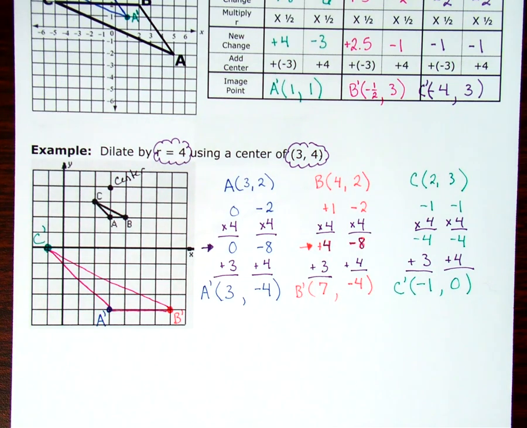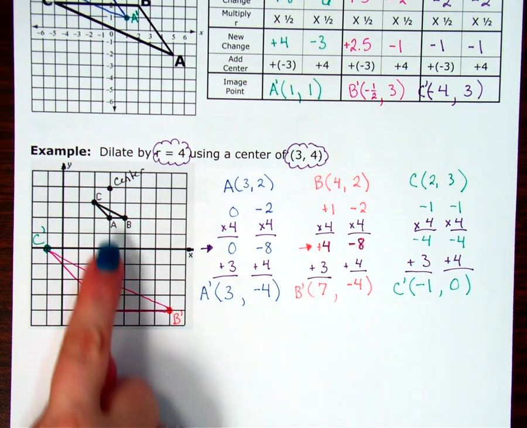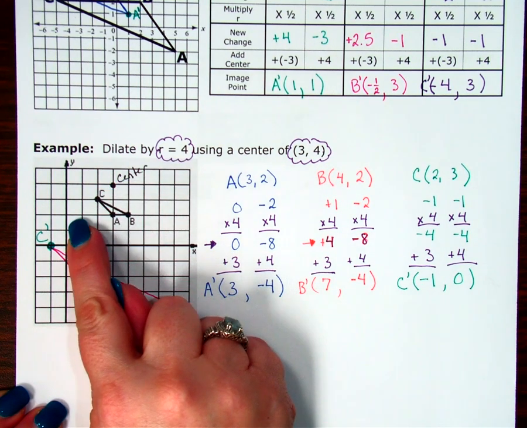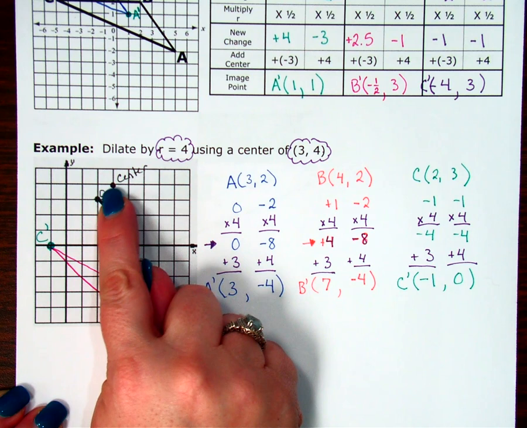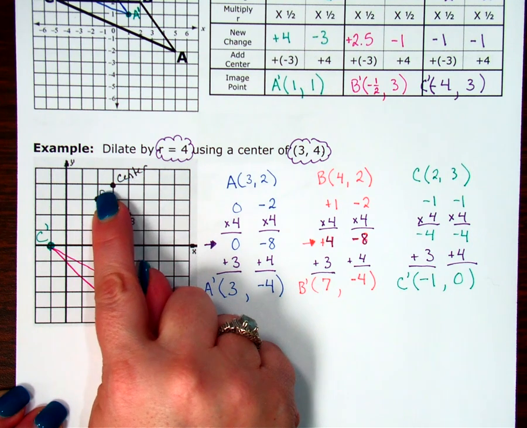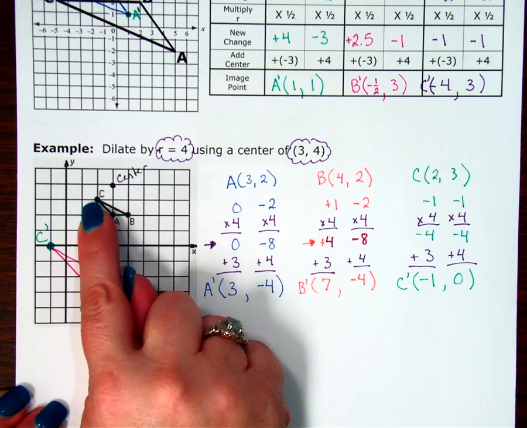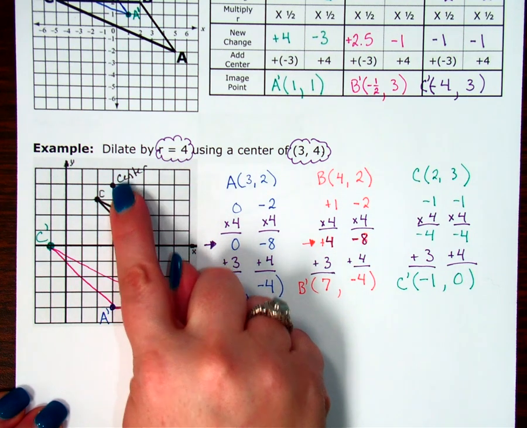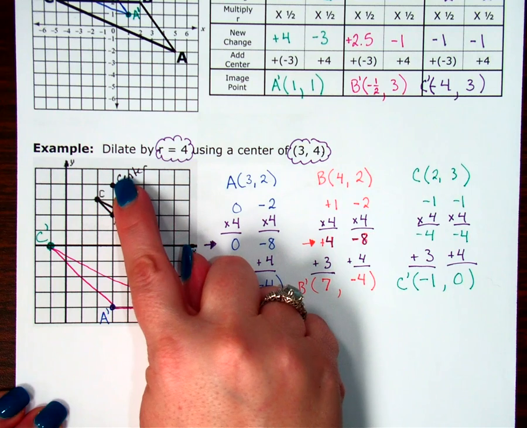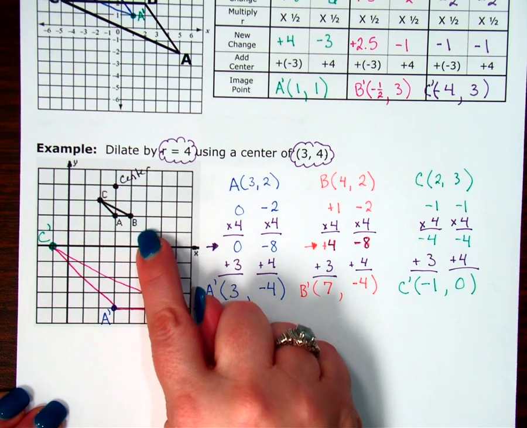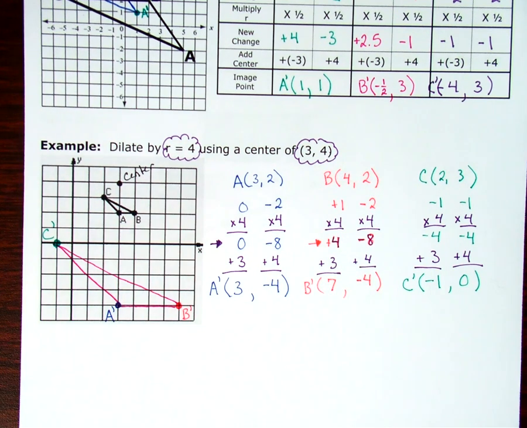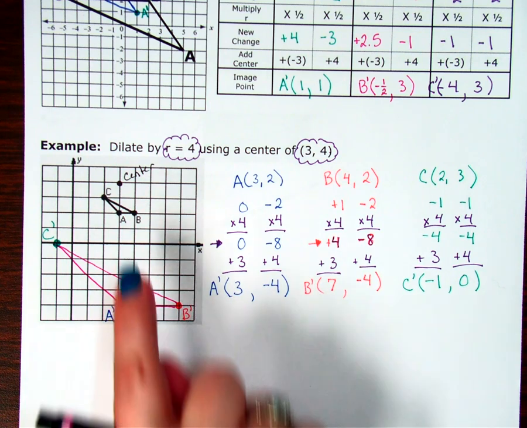Okay, and so we can see this one is 4 times bigger than this one, and all of these points are 4 times as far away from the center as the original one. So I have to go 1 and then times 4. Or here I have to go down 2, so I go down 8. Or here I have to go across 2, so 4 times 2. I can see everything is 4 times bigger and 4 times as far away from that center.